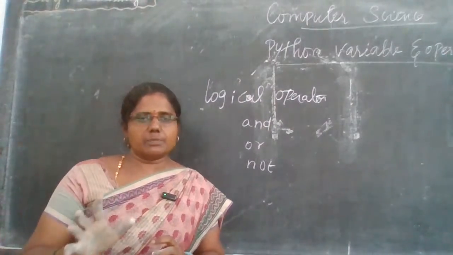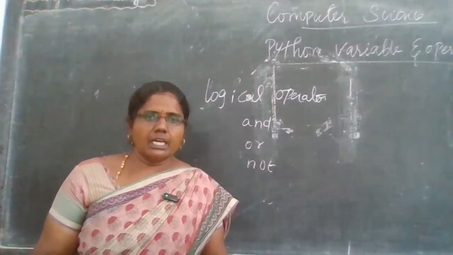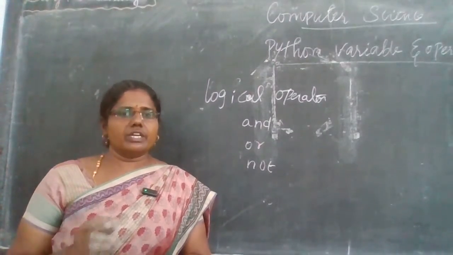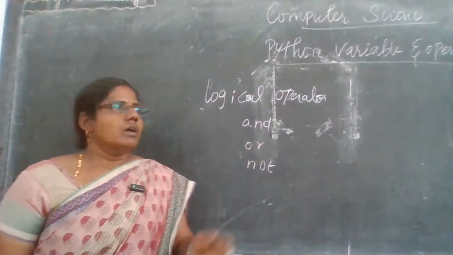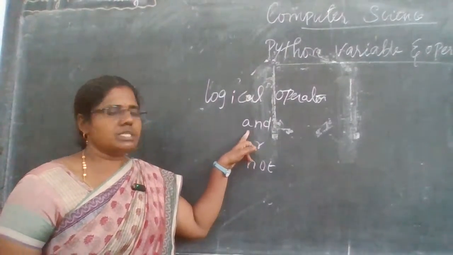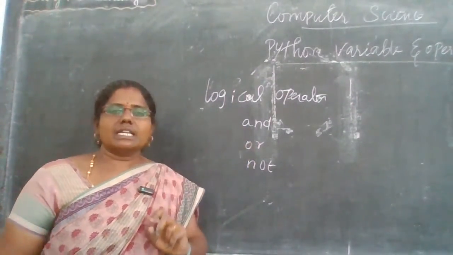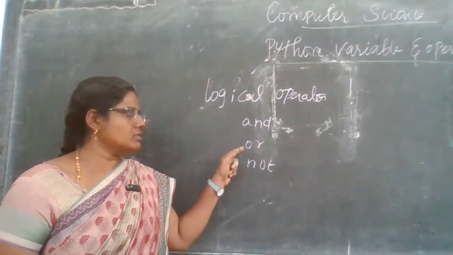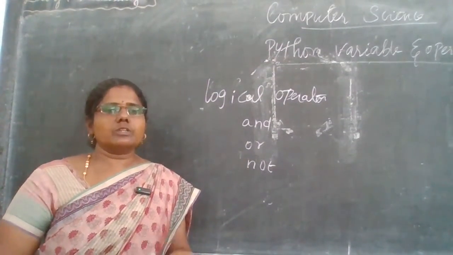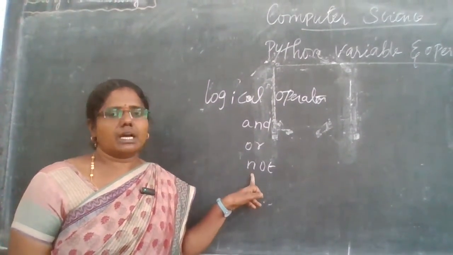If you check a single expression, that is a relational operator. If you want to check more than one expression, more than one condition, that time we use logical operators. Suppose you want to satisfy both conditions, that time we use the AND operator. If you want to satisfy any one condition, that time we use the OR operator. Quite the opposite, if you want the opposite result, that time you use the NOT operator.